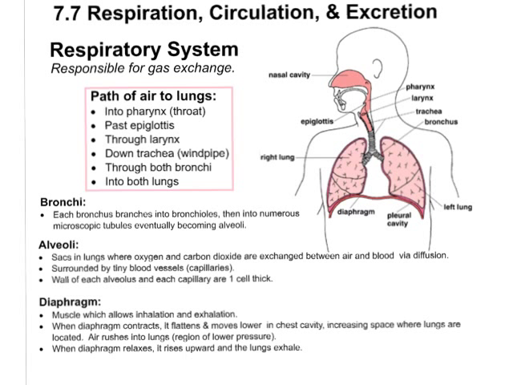Welcome to section 7.7, Respiration, Circulation, and Excretion. We're going to be talking about 3 different body systems, so it's a little bit long. We're going to just give a brief overview of each of these. Let's start with the respiratory system.